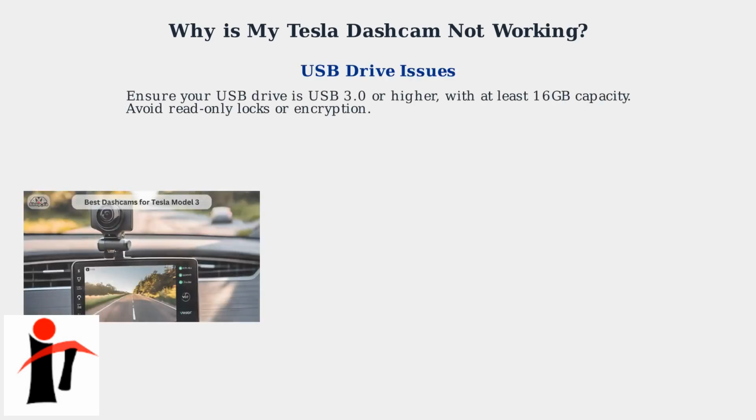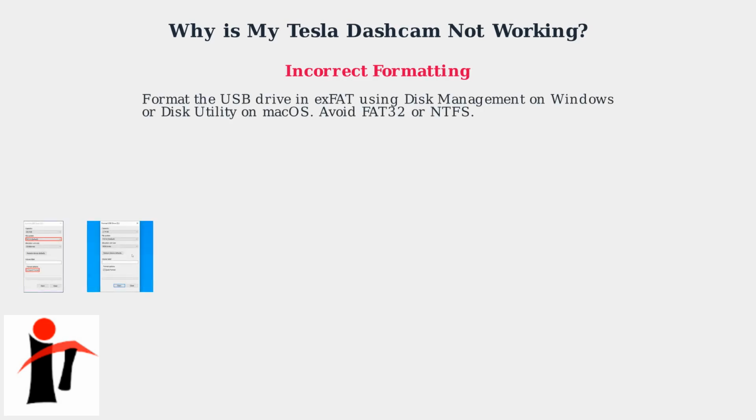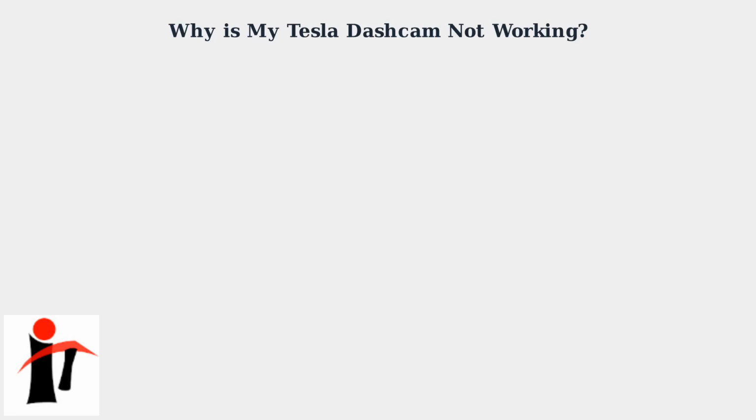First, check your USB drive compatibility. It must be USB 3.0 or higher with a minimum 16 gigabytes capacity. Avoid drives with read-only locks or encryption. Second, formatting is crucial. Use exFAT format for your USB drive. On Windows, use Disk Management. On macOS, use Disk Utility. Tesla's system requires exFAT, not FAT32 or NTFS.